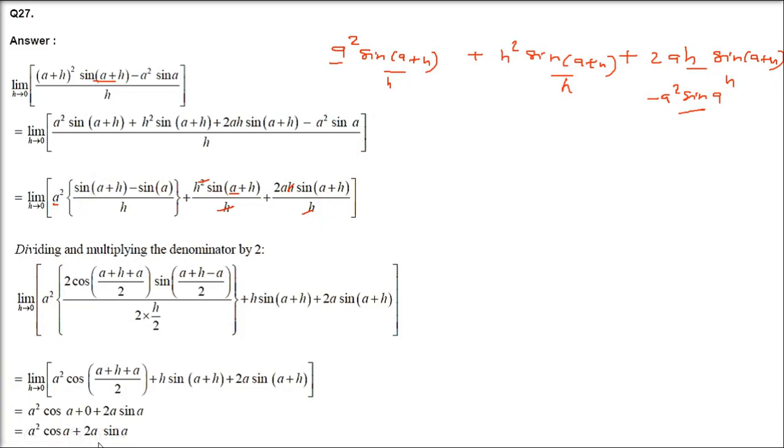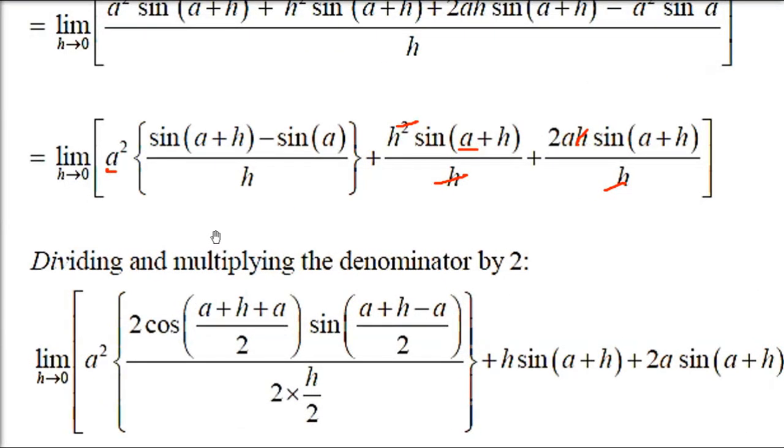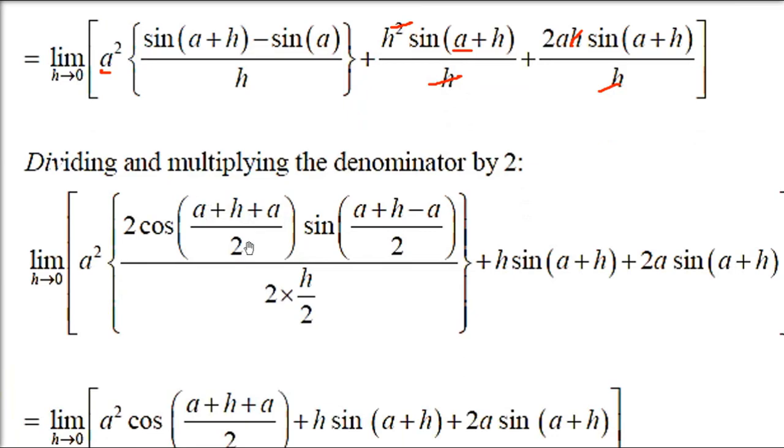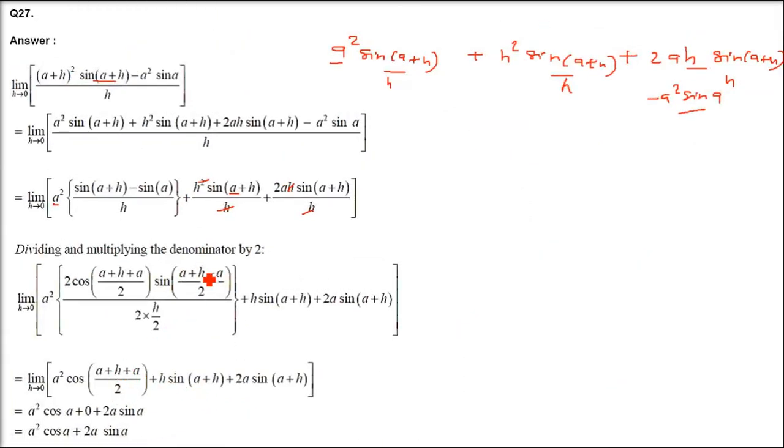For this one, sin C minus sin D, we will use the formula: 2 cos((C + D)/2) sin((C - D)/2). So what do we get? We have 2 cos((a + h + a)/2), that is (2a + h)/2. The a gets cancelled for the second term, it is sin(h/2). So you will get sin(h/2) here. For that we already have an h in the denominator, so we just divide h by 2 and multiply by 2, so you need 2 times h by 2.